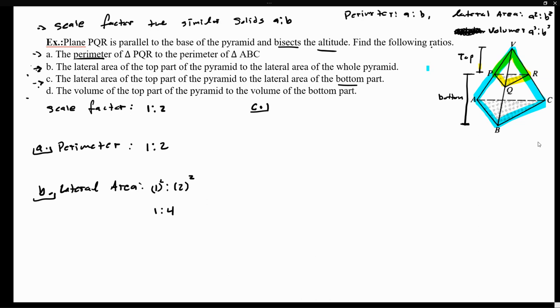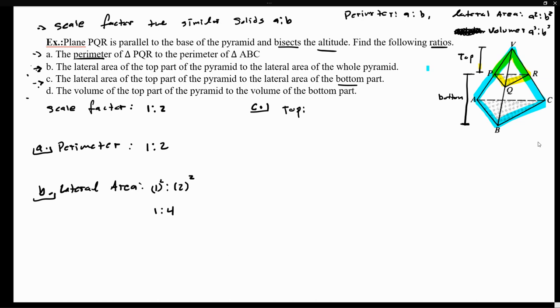So now we want to find the ratios. We want to find the ratio of the lateral area of the top part of the pyramid to the lateral area of the bottom part. Well, for the top part, we already found that. The top part has a lateral area of 1, because we know it has a scale factor of 1 to 2, so the lateral area is 1 squared to 2 squared, so therefore it's 1 to 4.